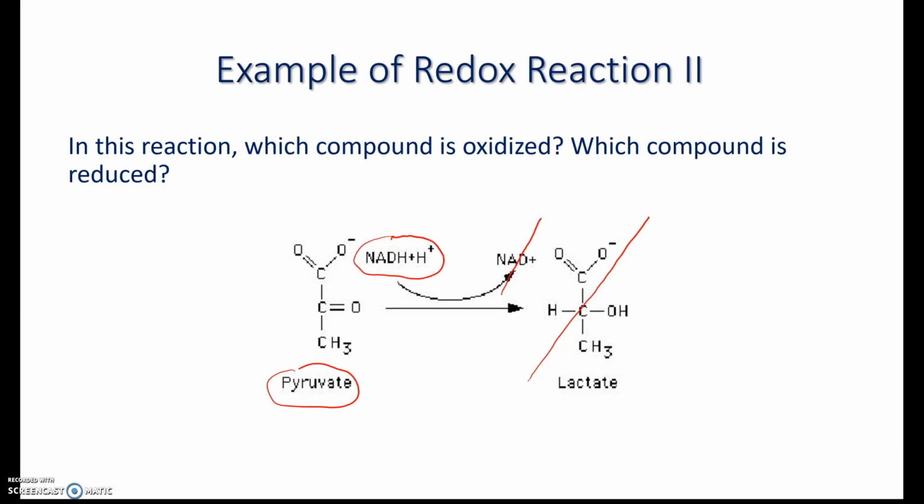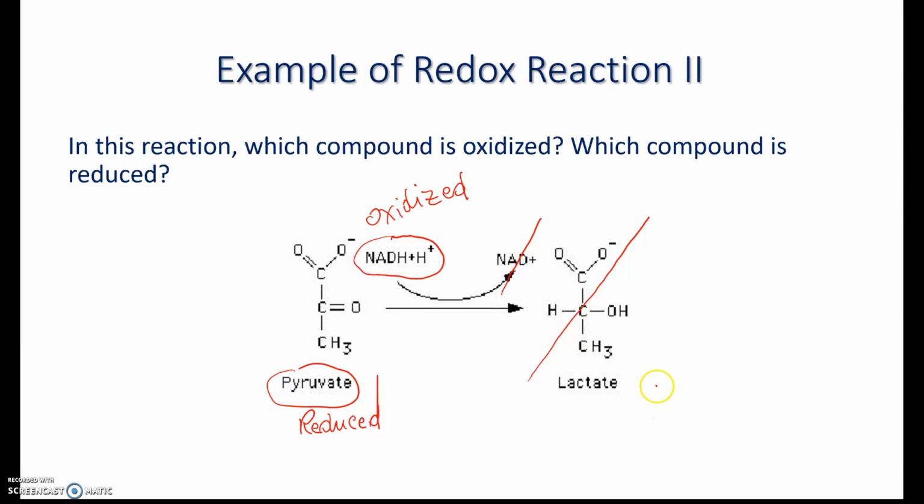Now let's decide which one is oxidized. We apply the definition. We look for loss of hydrogen, which is oxidation. NADH loses hydrogen in this reaction. Therefore, it is oxidized. Pyruvate gained hydrogens in the process. It is reduced.